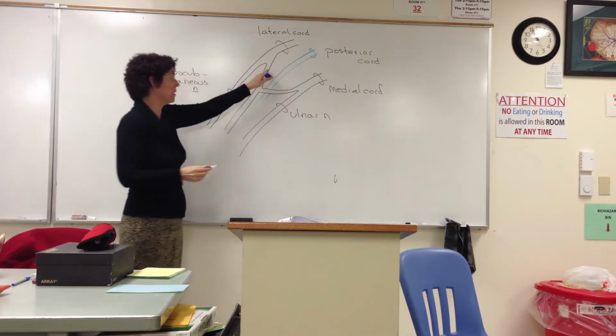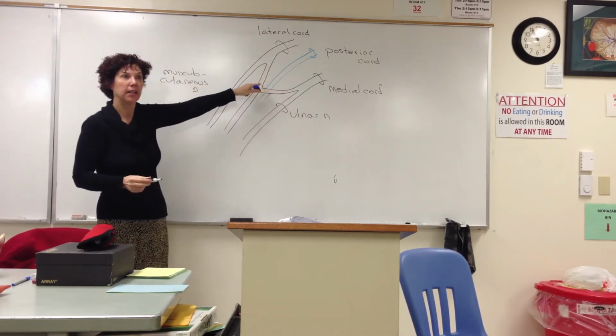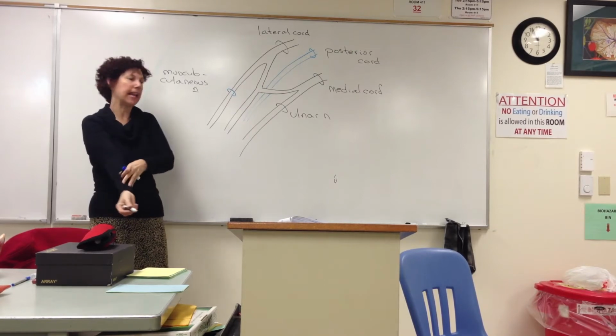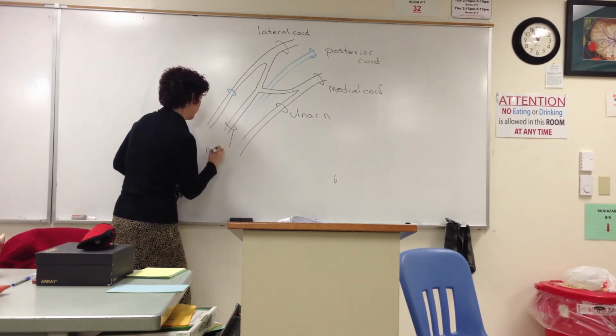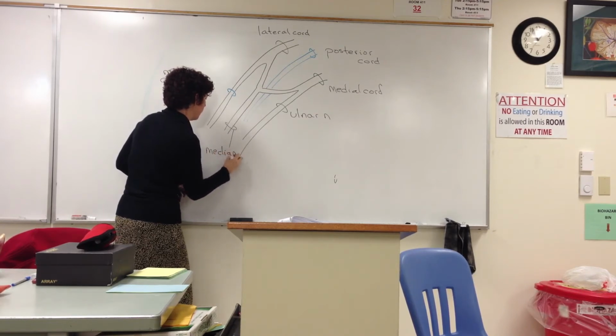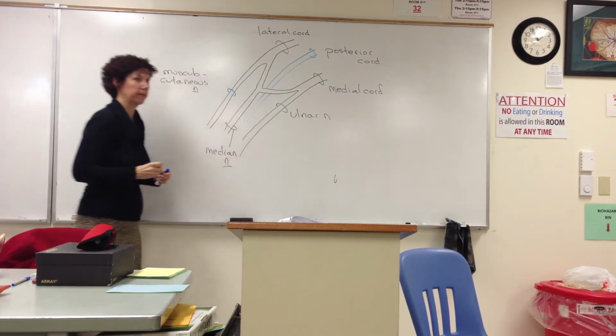And the two cords each give off a branch that forms a nerve that innervates the anterior forearm. And that's the one we'll end up talking about today at the very last part, and this is the median nerve.